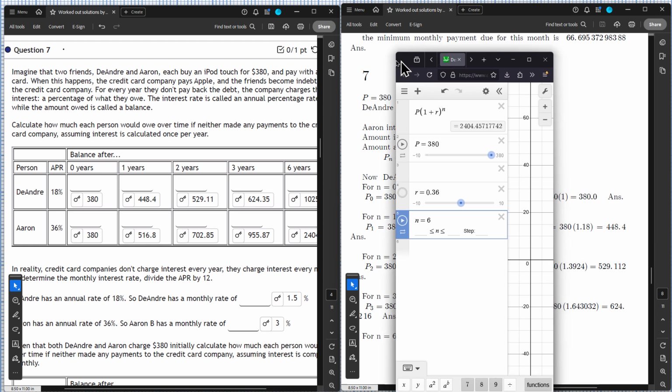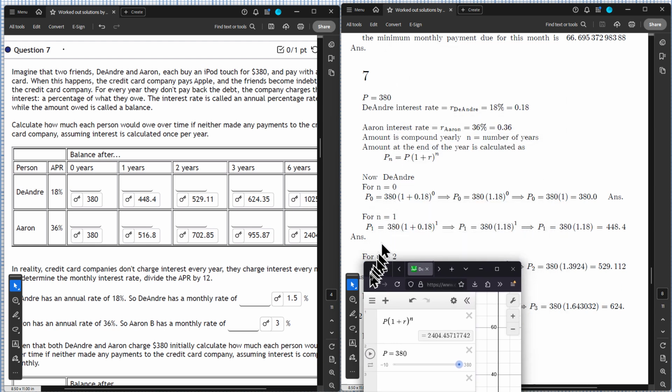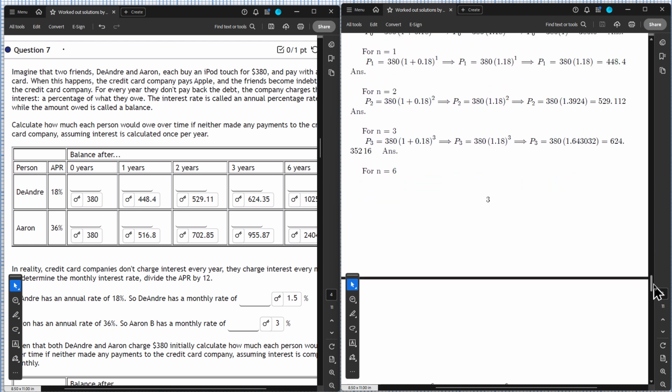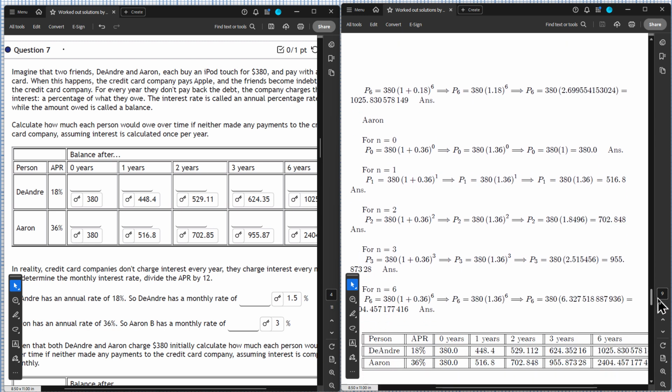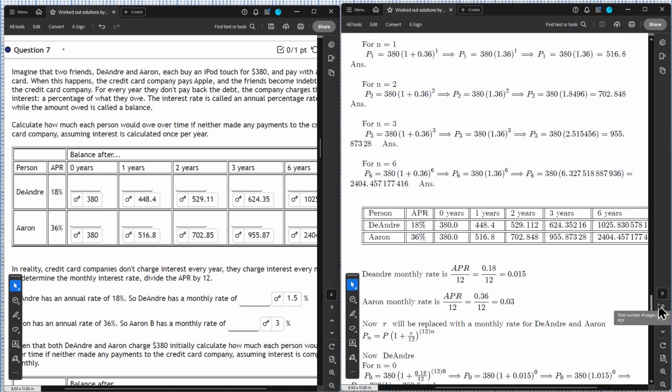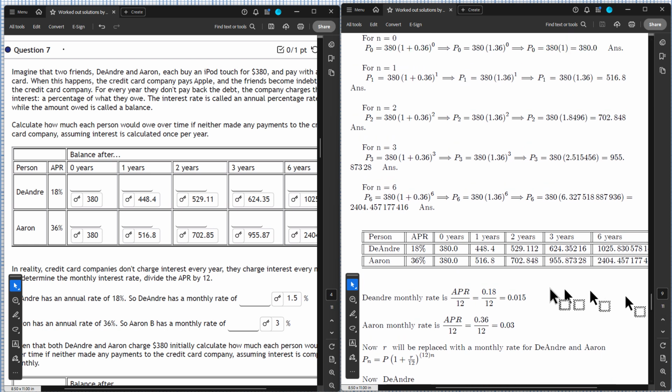I show the work for Aaron here by hand, and then I have the table complete there. Then they ask about the monthly rates. DeAndre's monthly rate is 18% divided by 12, which is 0.015, or 1.5%. And Aaron's monthly rate is 0.36 divided by 12, which is 0.03, or 3%.